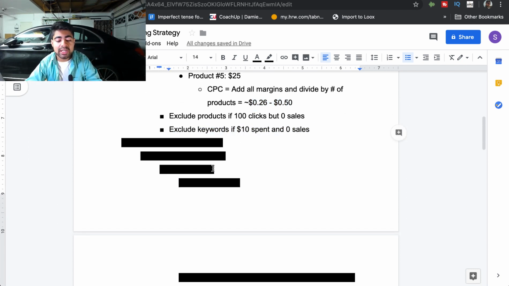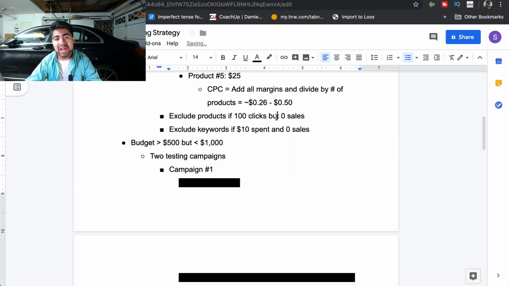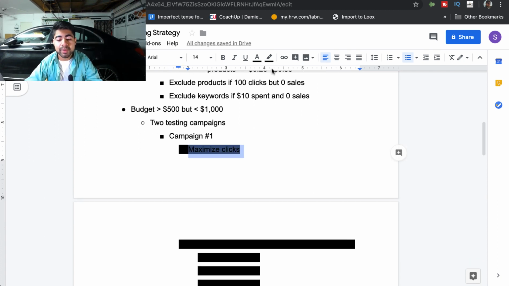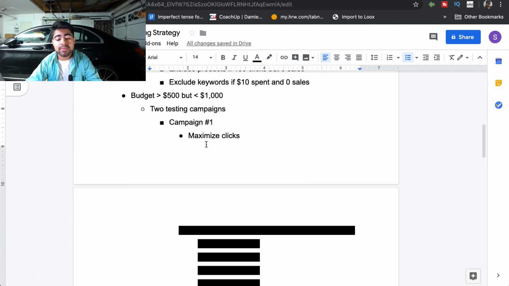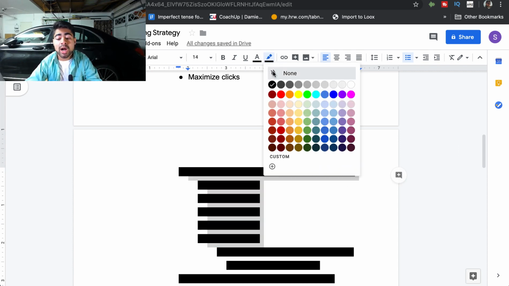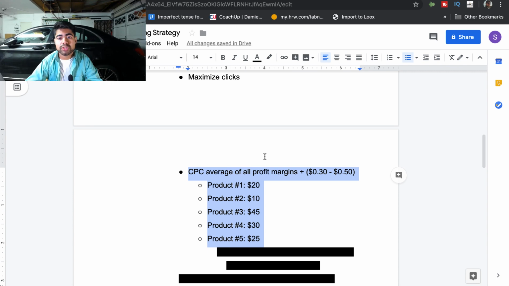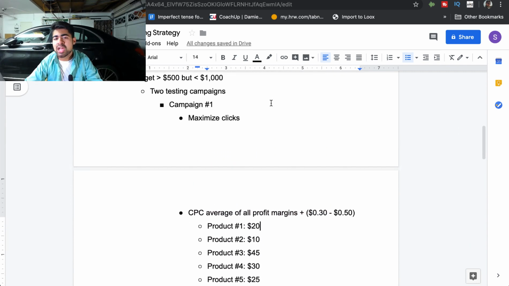So now let's start talking about those people who have a budget of greater than 500 but less than 1,000. Now this is where things take an interesting turn. Instead of one general testing campaign for this segment, I recommend that you have 2 testing campaigns. What do I mean by this exactly? Well, for campaign number 1, you want to follow the same method which I was mentioning above. You want it to be run at maximized clicks, and you want the CPC to be determined by the product's average profit margins. But in this case, instead of just having it at the bare minimum or increasing it by 25 cents, we do something different.